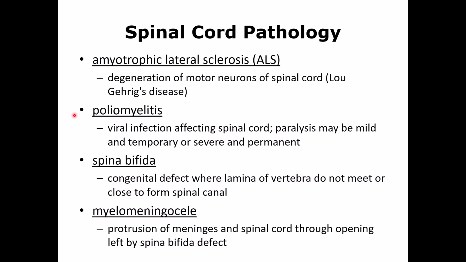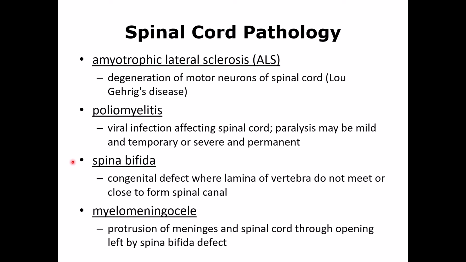Polio is a viral infection affecting the anterior horn of the spinal cord, which is where the motor neurons are located. It depends on the severity of the condition. Sometimes the person may have a mild disease with weakness in the muscle, and it may be okay later on. But in the majority of cases the person becomes paralyzed, and if they are not vaccinated, that paralysis is permanent. That's why polio vaccination is very important.